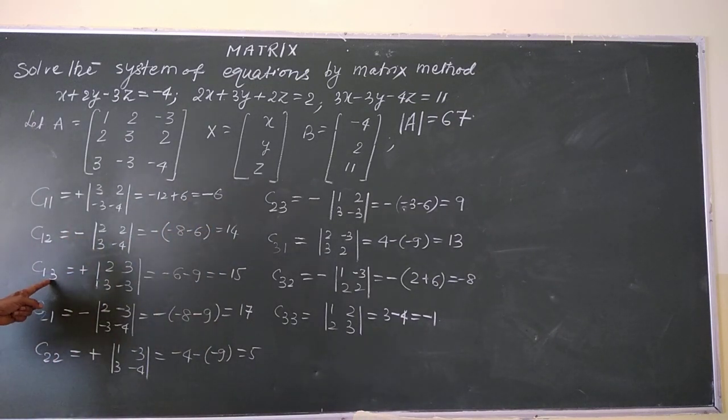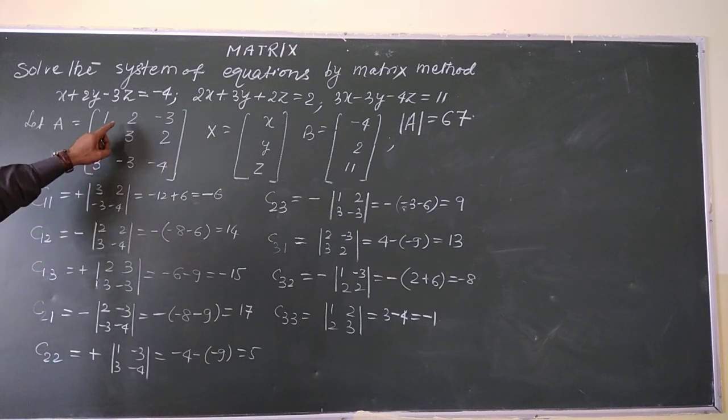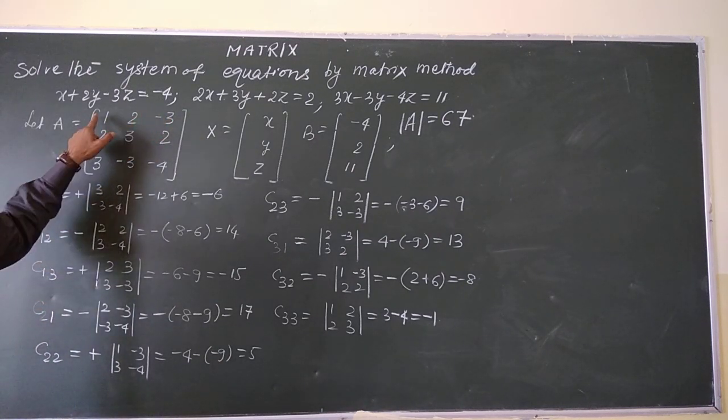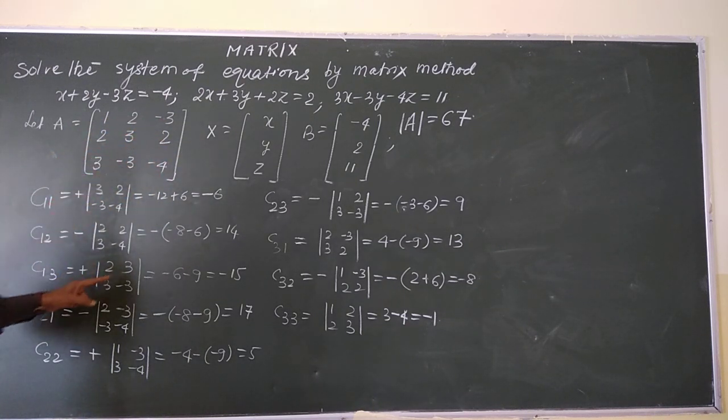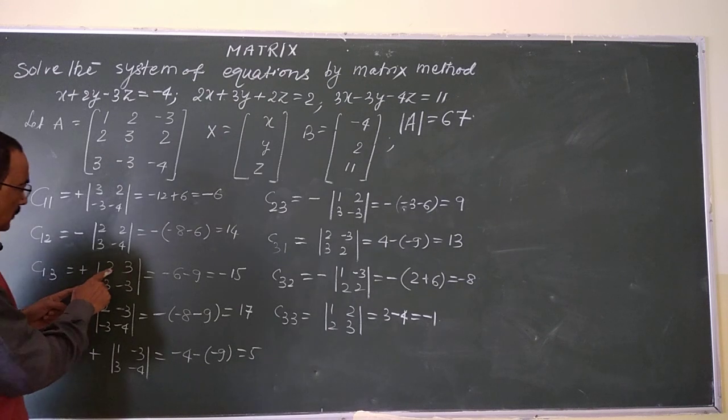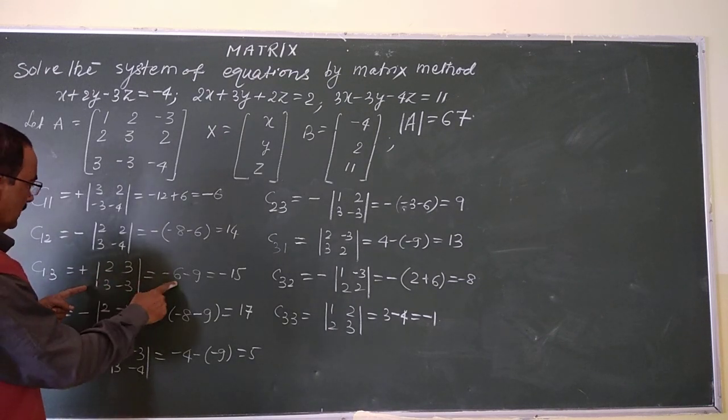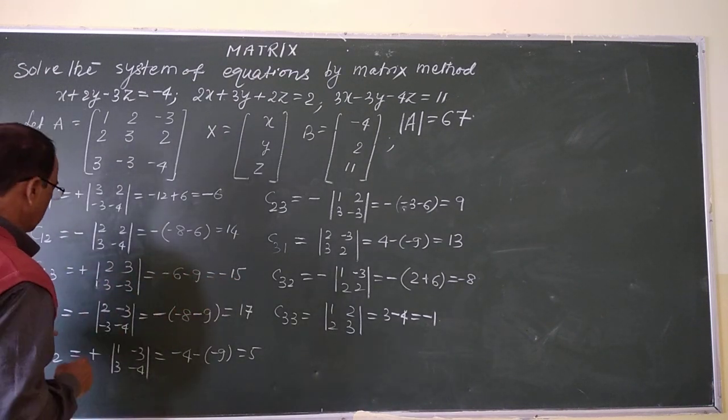C13 means cofactor of that element which lies in first row and third column. First this element, close this row and this column. 2, 3, 3, minus 3. 2 into minus 3, minus 6 and minus 9, so minus 15.